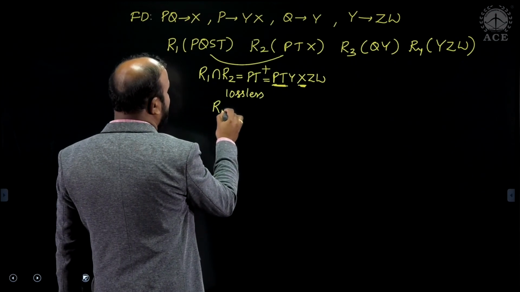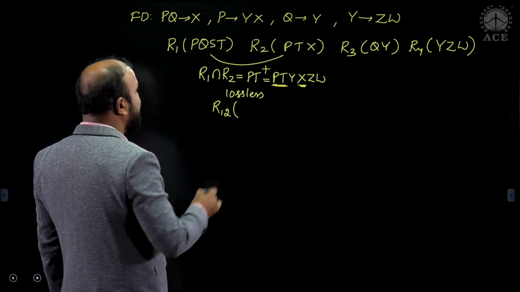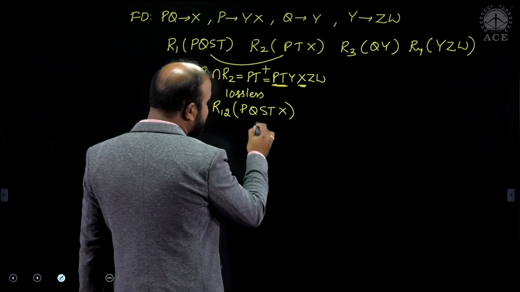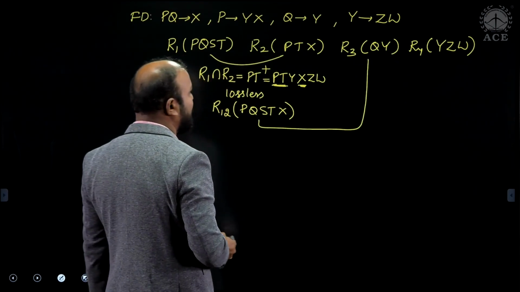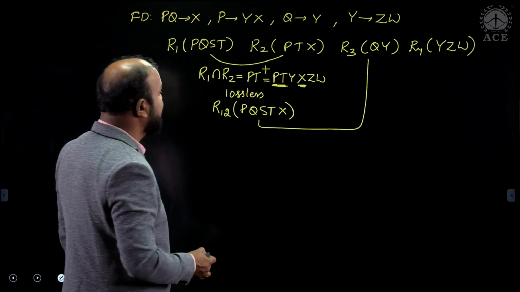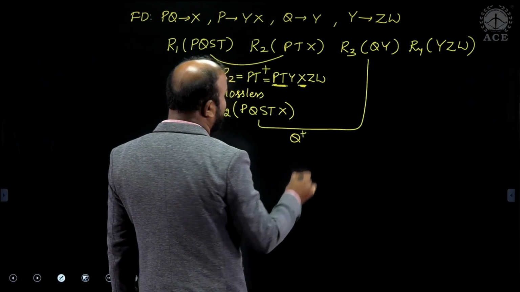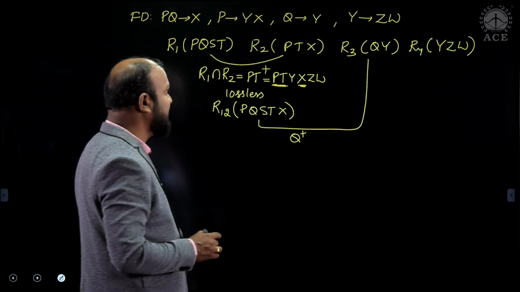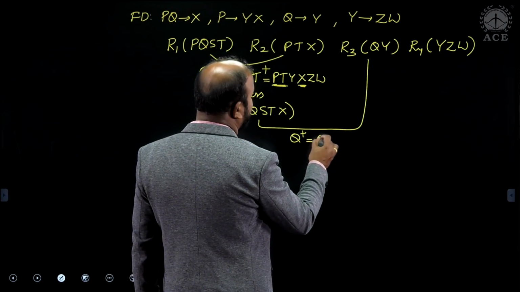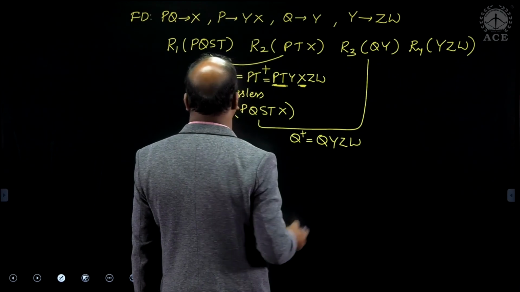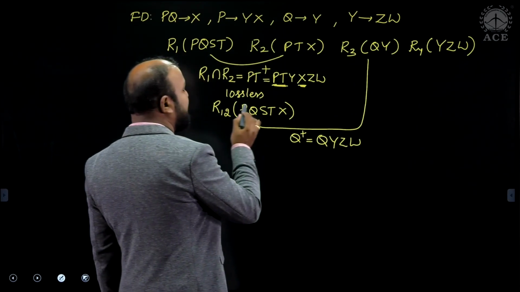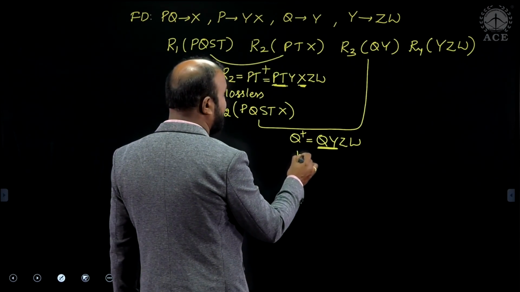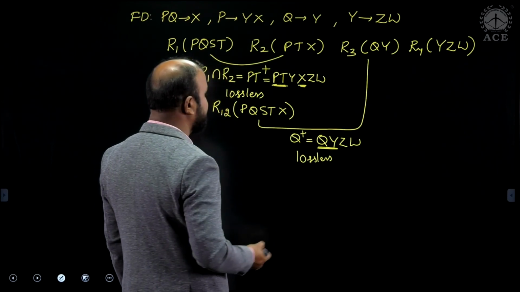If you join R1 and R2, I am calling the resultant relation R12. The attributes are P, Q, S, T and X. Now, this result I want to join with R3. What is the common attribute of R12 and R3? That is Q. Now, it requires that Q should determine the attributes of R12 or R3. How do you find it? By finding the closure. What is Q closure? Q, Y, Z, W. It is determining the attributes of R3. So, the decomposition of R12 with R3 is lossless.